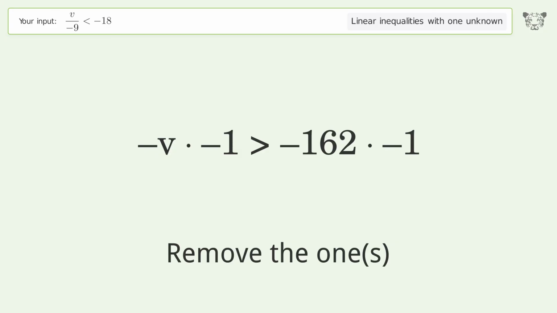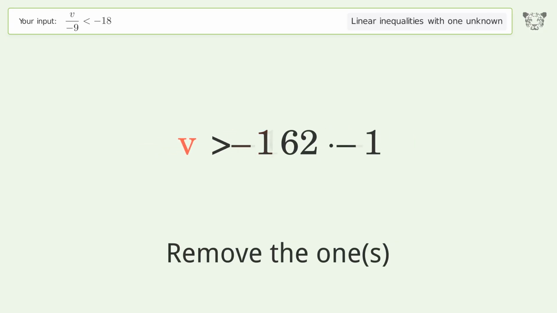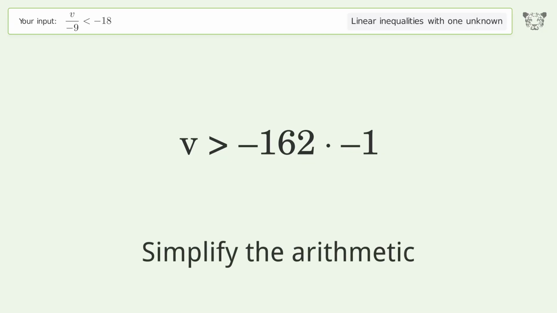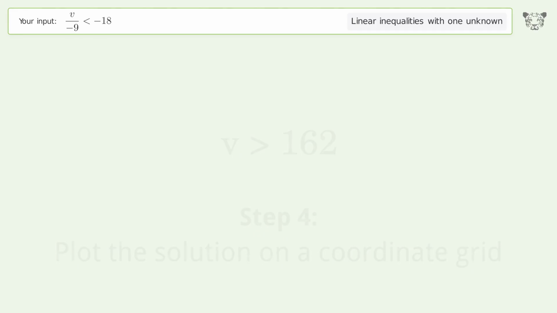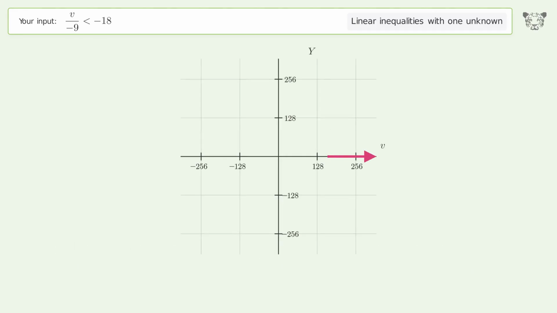Remove the ones. Simplify the arithmetic. Plot the solution on a coordinate grid. And so the final result is v greater than 162.